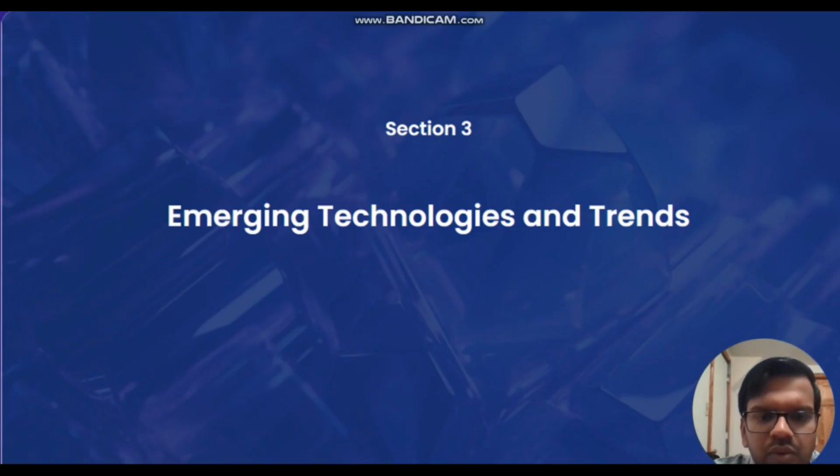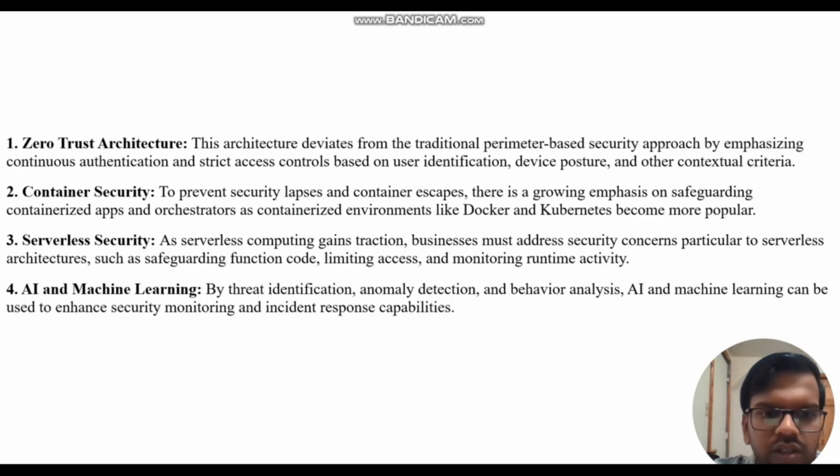In part 3, I am going to talk about the emerging technologies and trends of cloud security. First is zero trust architecture. This architecture deviates from the traditional perimeter-based security approach by emphasizing continuous authentication and strict access control based on user identification and device posture.